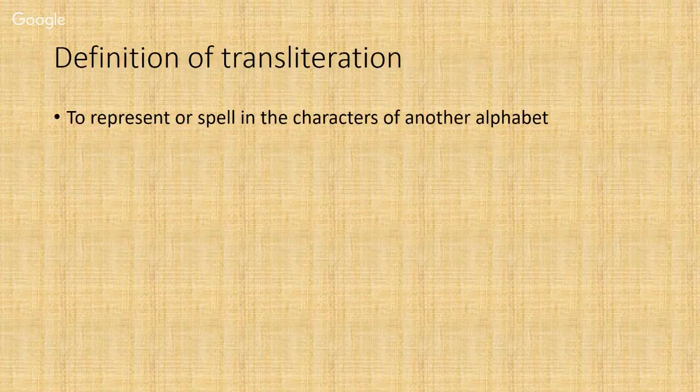Next slide. Thank you. Definition of transliteration is this: to represent or spell in characters of another alphabet. Now, we went over and discussed, brothers and sisters, the distinction between a translation and a transliteration. Translation, let me give you an example. My name is Yeshaya, right? The translation of Yeshaya is Yah is salvation. All right. The transliteration, however, of Yeshaya is Isaiah.